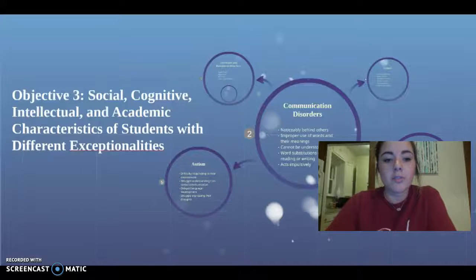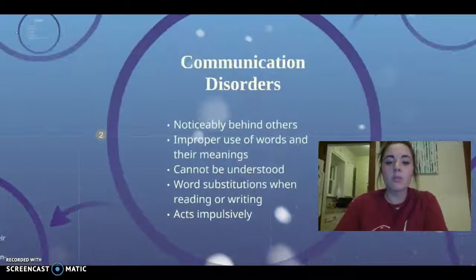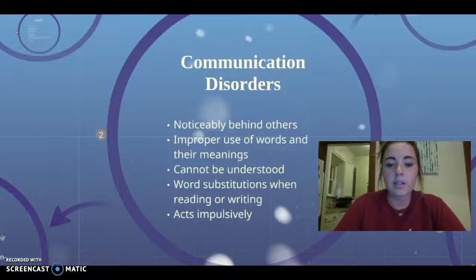I chose to do my final project over Objective 3, Social, Cognitive, Intellectual, and Academic Characteristics of Students with Different Exceptionalities. The first one we'll focus on is communication disorders. The characteristics of students with communication disorders is that they are noticeably behind other students, so they take a little bit longer to learn things than a normal student.